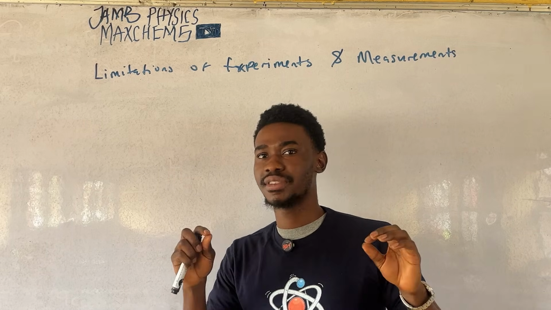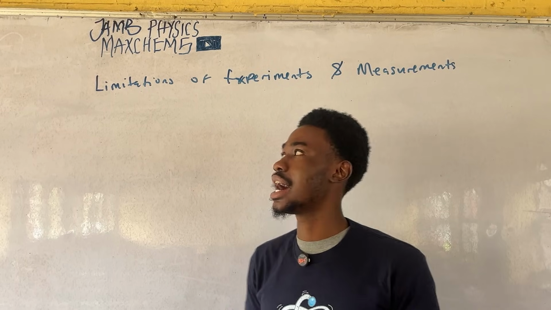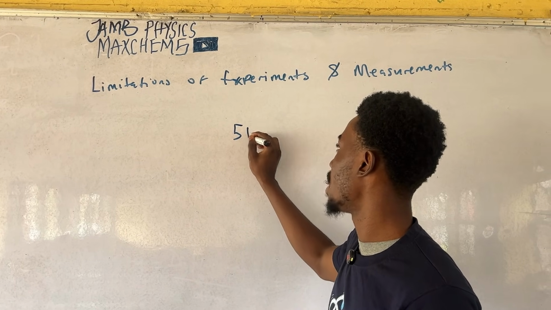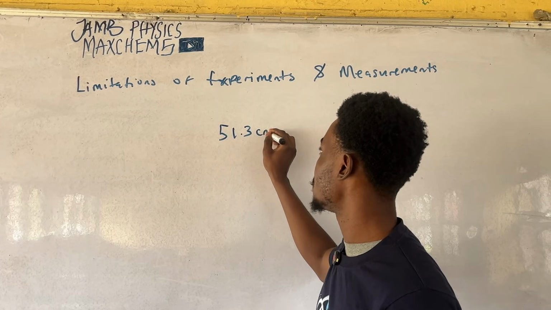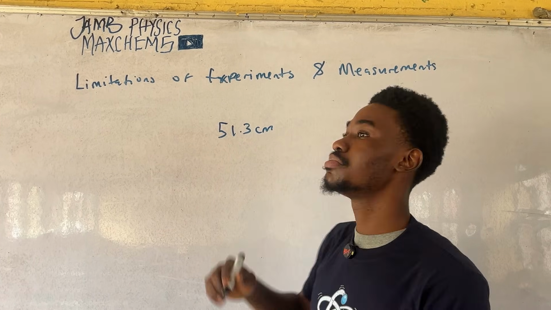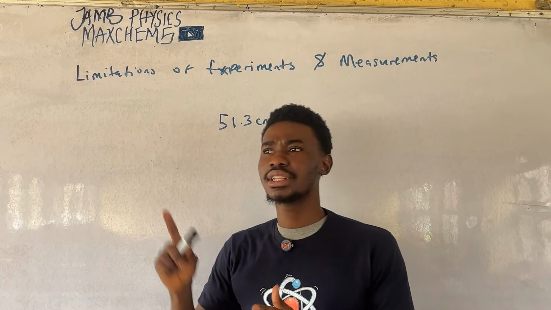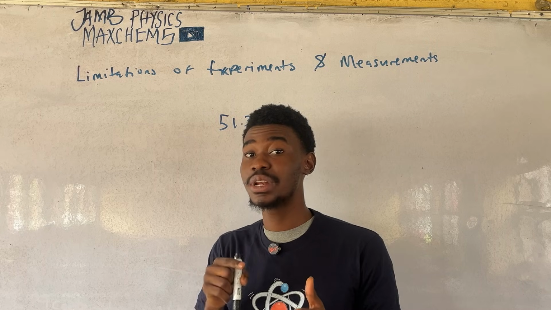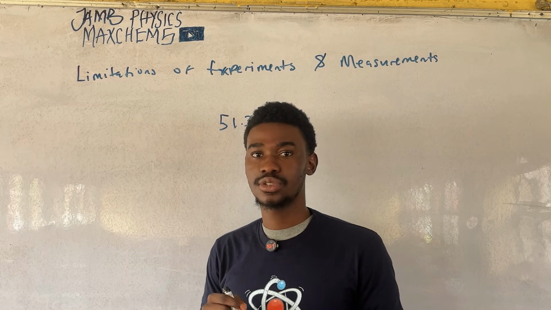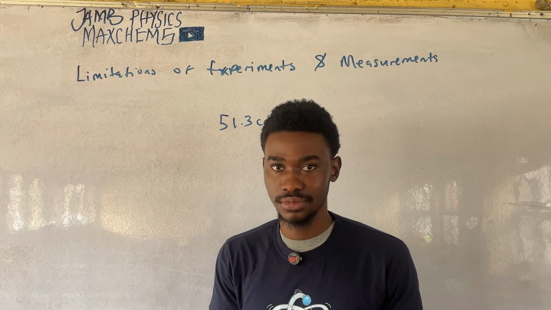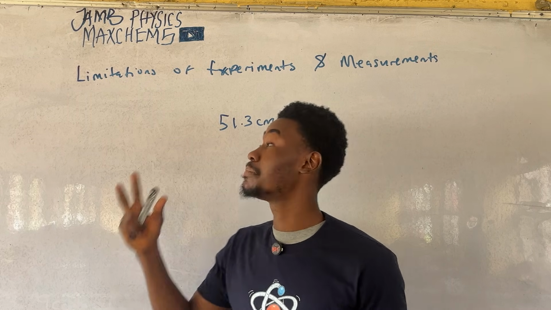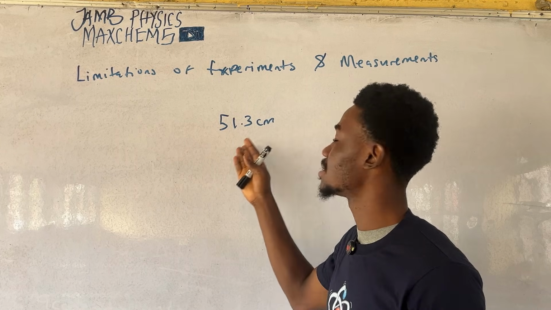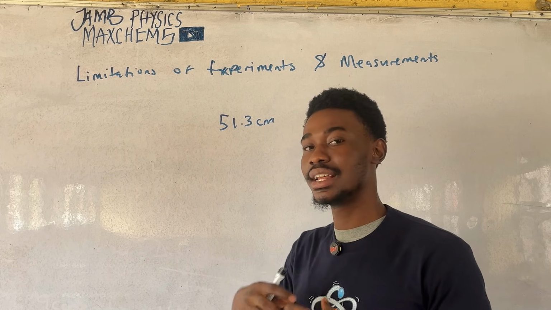When you measure that length of a chair, let's say you measure it and you get 51.3 centimeters. The truth is, that is not the true length of that chair. So that is where we bump into trouble. But it's not much of a trouble, it's an approximate truth. So this is the calculated answer we got from measuring the length of the chair.